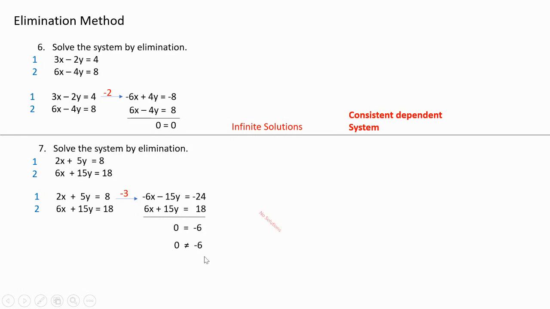So this has no solution, which means that these two equations, or the lines, if you graph them, they're going to be parallel. Okay. No solution, and this is called an inconsistent system.